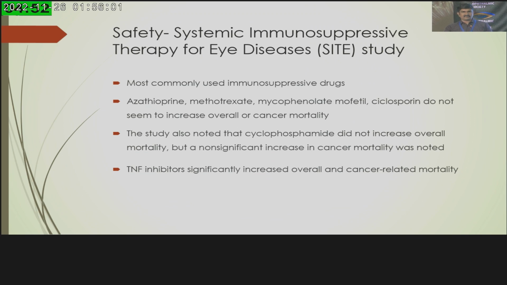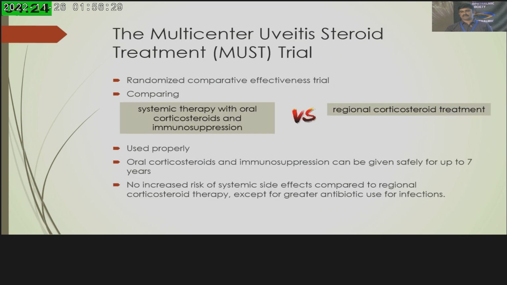So we have some evidence. Before we didn't have any evidence. Now we have studies which have shown the safety of these drugs. CITE is one such study. It's a cohort study which has looked at the commonly used immunosuppressants: azathioprine, methotrexate and mycophenolate. These are the 3 drugs which we most often use. There is no increase in overall mortality or cancer mortality with these. Cyclophosphamide does not increase the mortality as such, but has a slightly higher risk of cancer. And TNF inhibitors probably have a slight increase in cancer-related mortality.